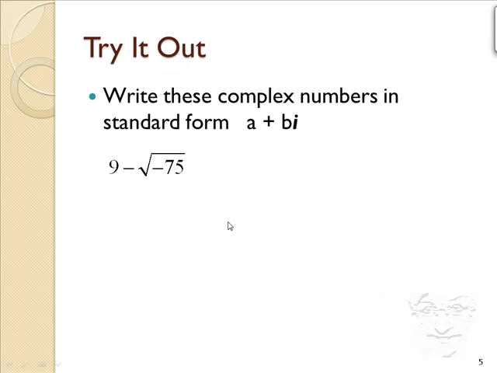Okay, so writing numbers in complex form. The standard form for a complex number is a plus bi form. Write the real part first and follow it with the imaginary part.